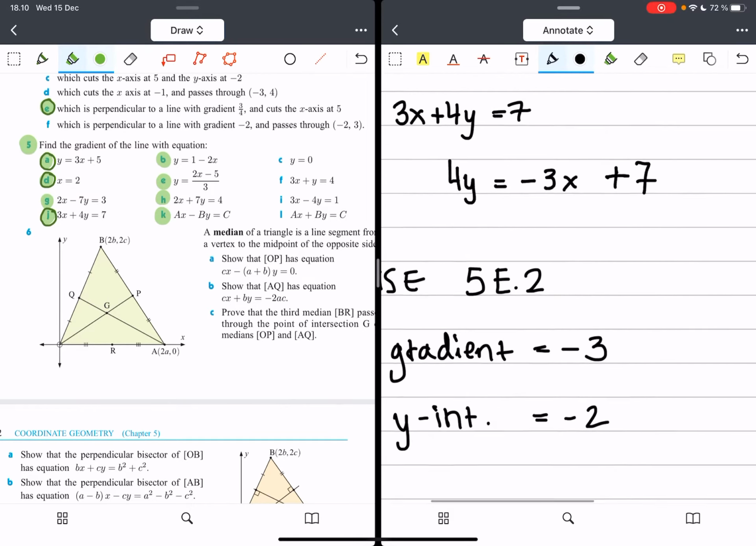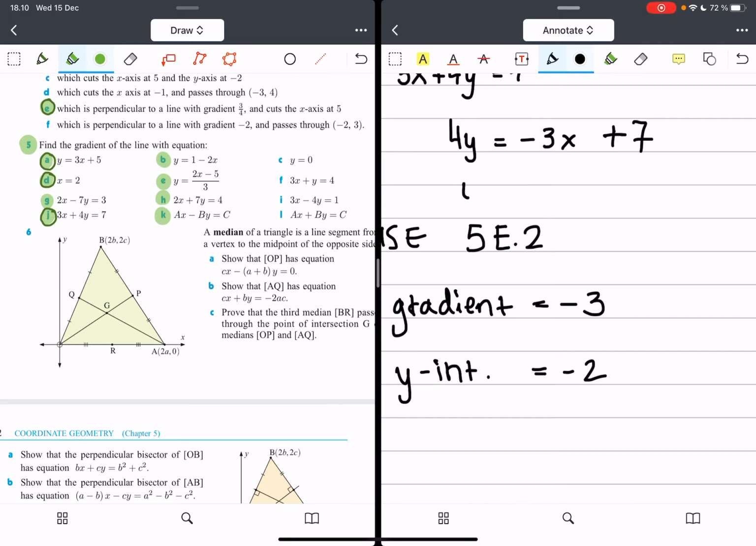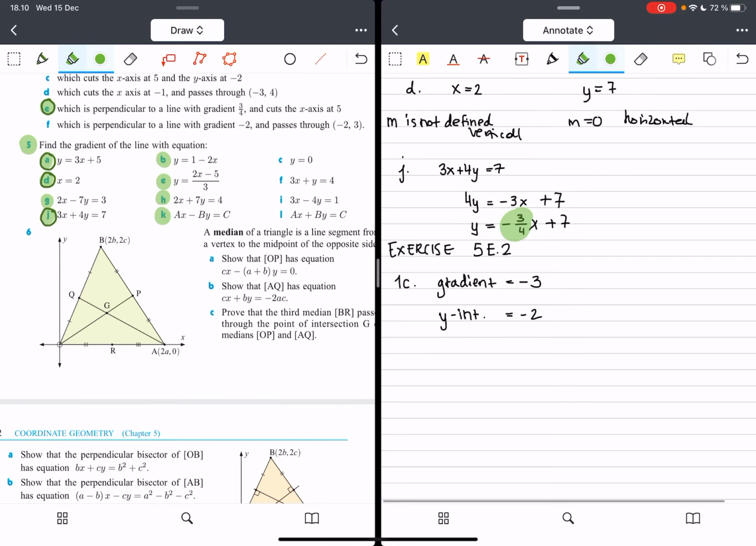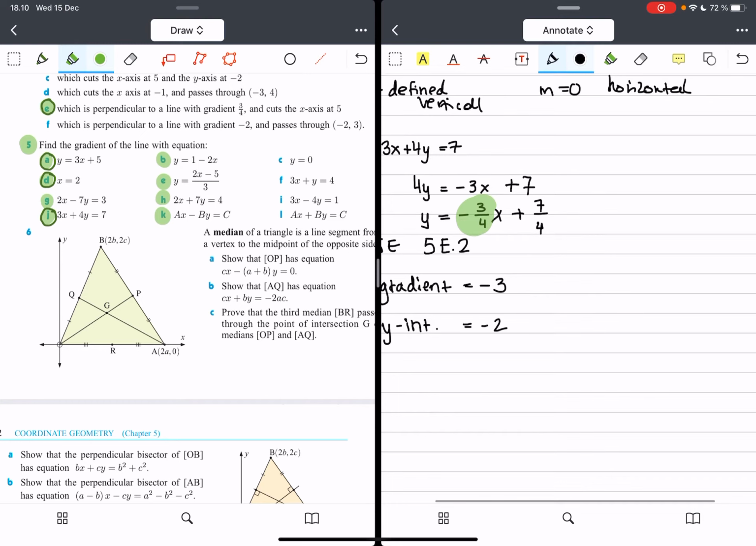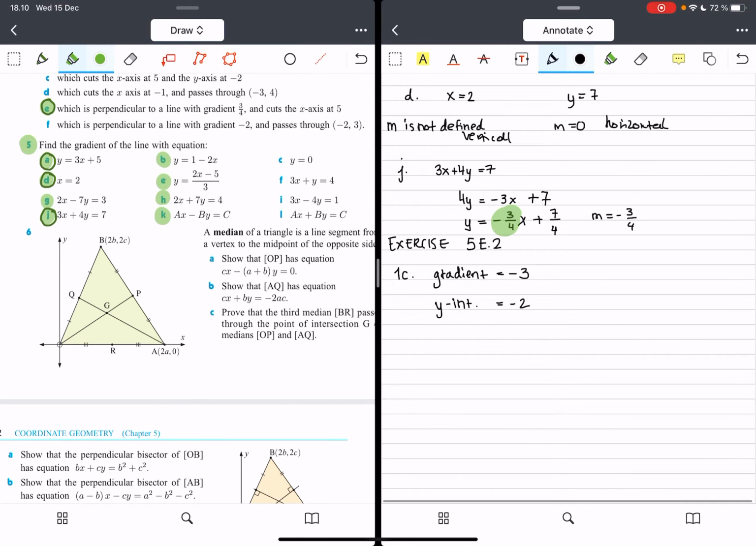And then you divide by 4 to isolate your y. So y equals -3/4x plus 7/4, because we divide all of the terms by 4. So here you can see directly that your slope is -3/4. And this is, by the way, how you go from the general form into the gradient intercept form.